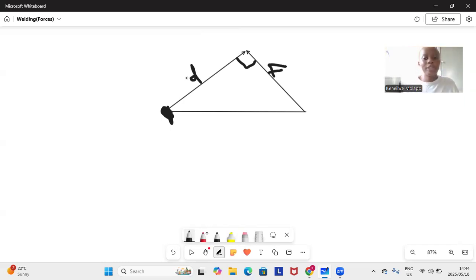To know your direction, you will see it by your force. You can see that this thing is going like this, which is anti-clockwise. Then if your force was going like this, it was going to be clockwise. Those things you have to know. Okay, I have explained the diagram to you.